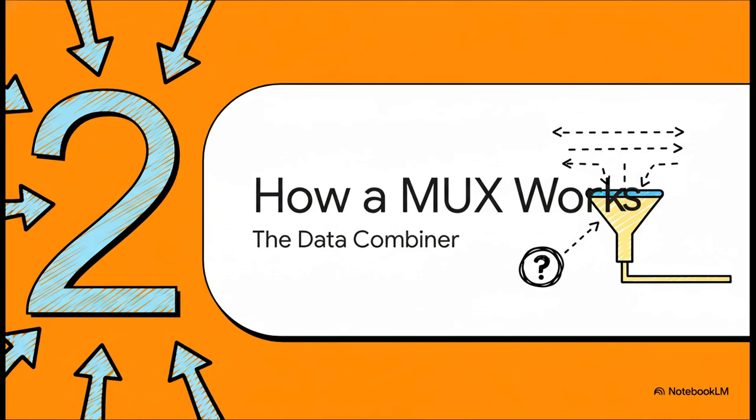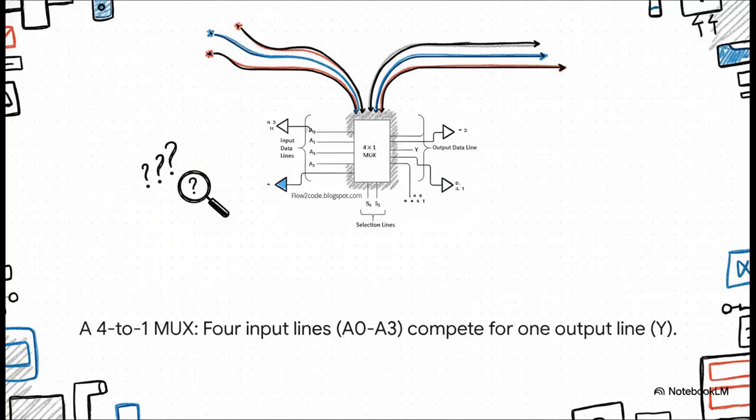Okay, so we get what a MUX does, but how does it actually choose which signal gets to go through? Let's take a closer look and see this data combiner in action. All right, here's a super simple example, a 4-to-1 multiplexer. You can see you've got four separate input lines, we'll call them A0 through A3, and they're all competing to get access to that one single output line, called Y. But here's the thing, only one can get through at any given moment.